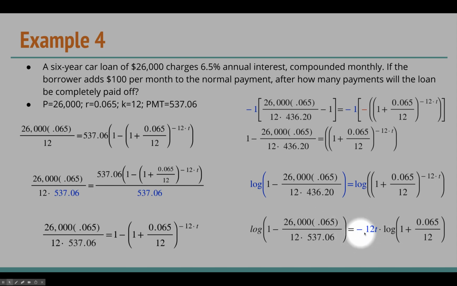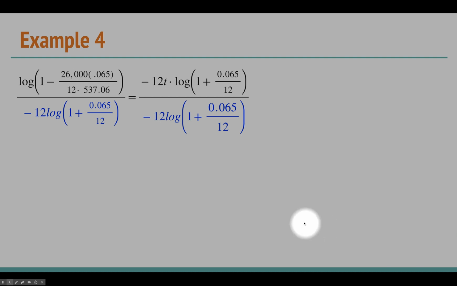So we're almost there. We have negative 12 times t times the log of this thing. And keep in mind that this logarithm here is just a number. And so is the negative 12. So if I want to isolate the t, I can divide by both the negative 12 and the logarithm of this thing, because they're both just fixed numbers, and that's going to isolate the t for me.